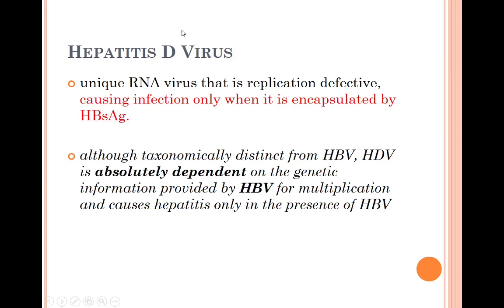So coming to hepatitis D virus, this is a very unique RNA virus. Okay, and it is defective in replication. It is not independent. It cannot replicate on its own. It causes infection only when it is encapsulated by HBs antigen. So although taxonomically distinct from HBV, HDV is absolutely dependent on the genetic information provided by HBV for multiplication, and it causes hepatitis only in the presence of HBV. Okay? So this is also known as a delta virus.